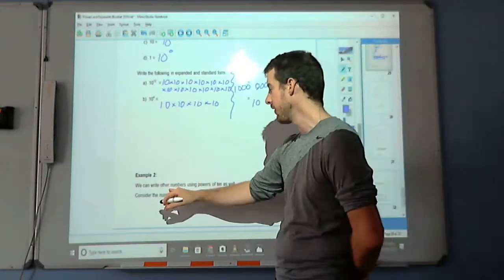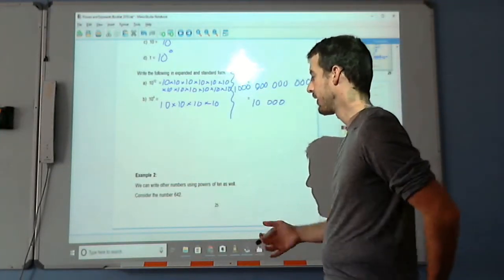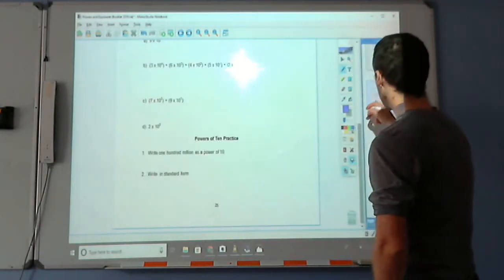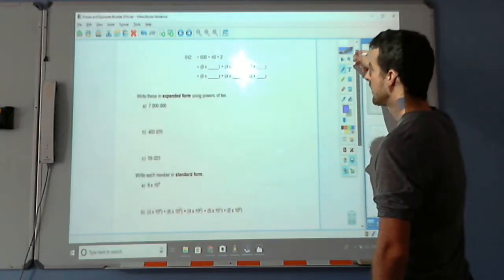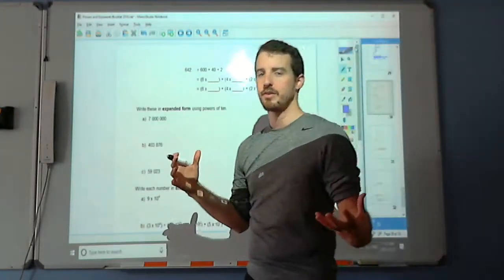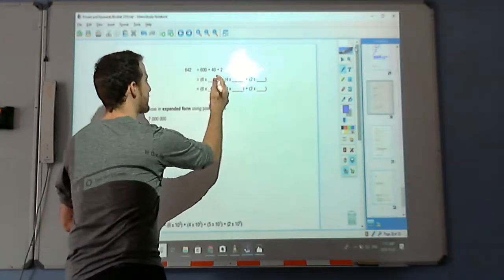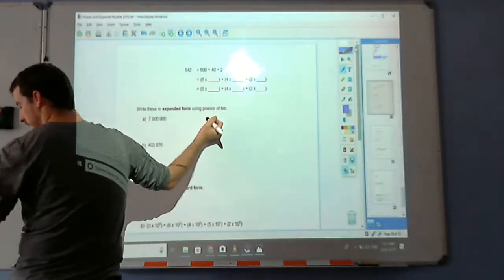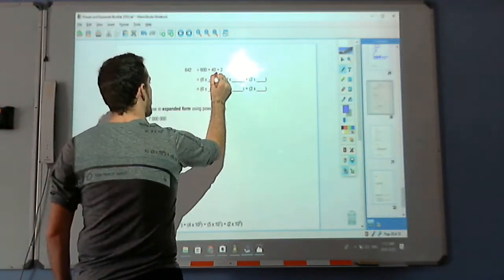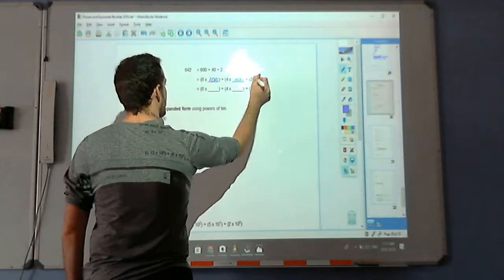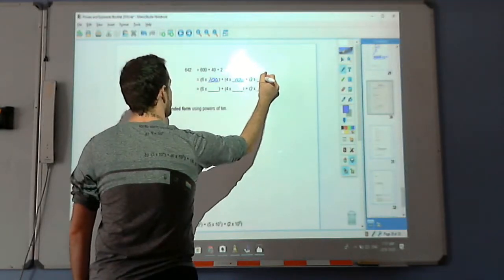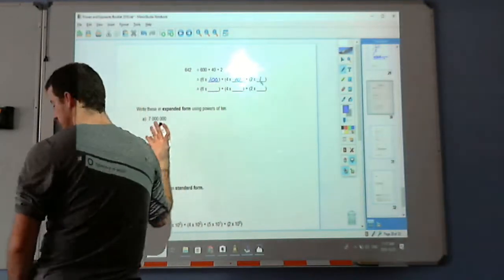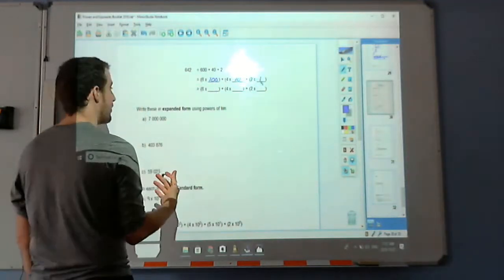So we can write other numbers using powers of 10 as well. So consider the number 642. So here we can always expand the numbers, right? So we have 6 groups of 100. Okay, so we would go 6 times 100. 40 is 4 times 10, and 2 is, or 1, sorry, yeah, so we still have one group of 2. 2 times 1 is 2.